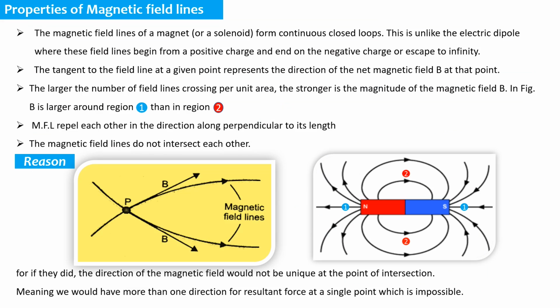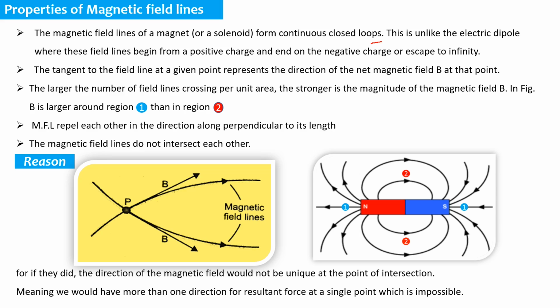Properties of magnetic field lines. So, what are the properties of this? Number one: magnetic field lines of a magnet or a solenoid, that is a coil, form continuous closed loops. Okay, so let us stop here for a bit. What it is saying is that these magnetic field lines are closed. That means they are not discontinuous at any point.